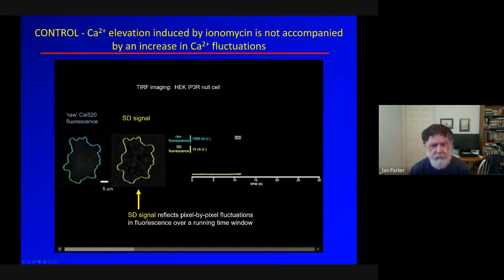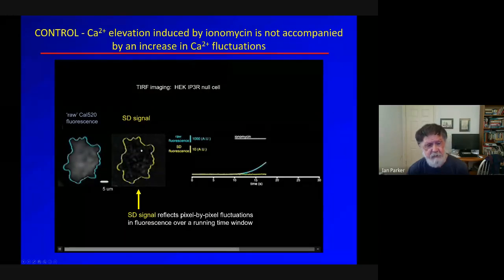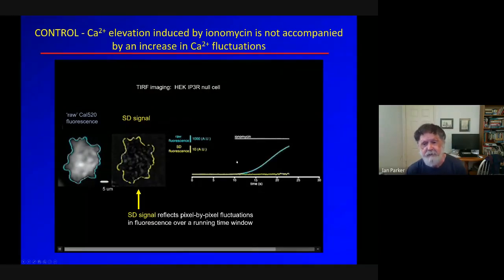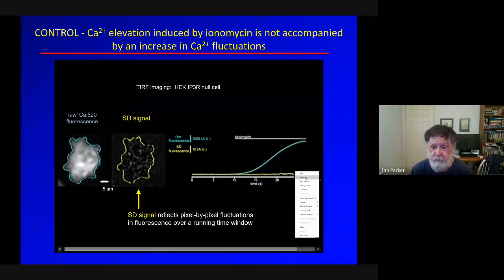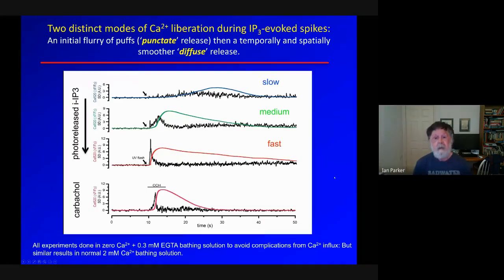Again, the ionomycin produces a rise in the global calcium. In the SD signal, we're not seeing these little hotspots, no puff activity. Looking at the traces, we have a rise in calcium comparable in amplitude to what I showed you with the IP3, but the SD signal is flat, no puff activity. So just showing you some illustrative results.